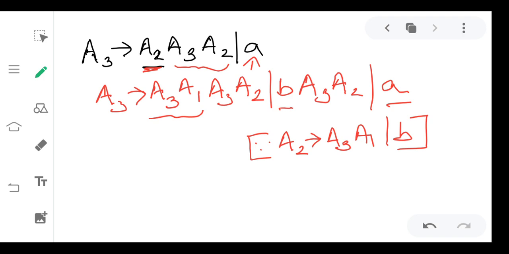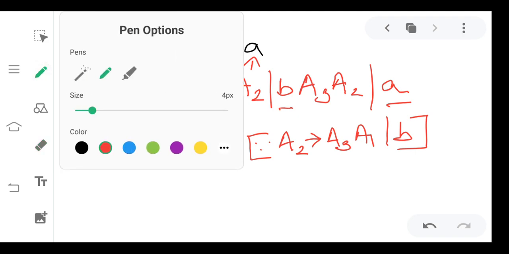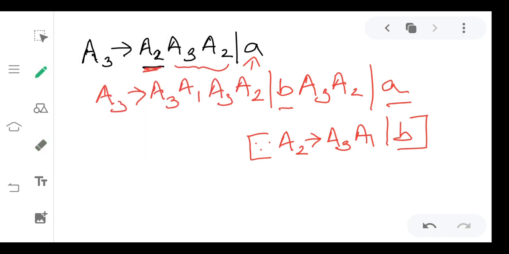So here see, now we can check the productions of A3. Now I have the first letter of A3's production as a small letter, that is a terminal, and here also we have a terminal. So these two productions are in Greibach normal form. Check the first production, A3 produces A3.